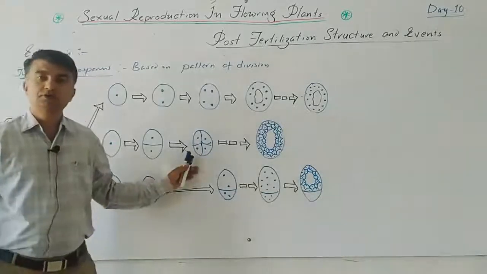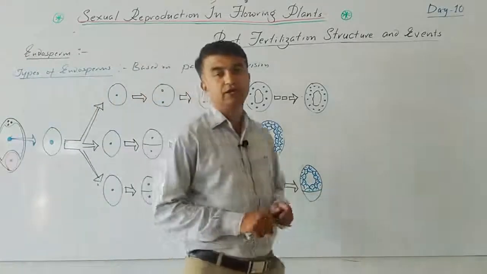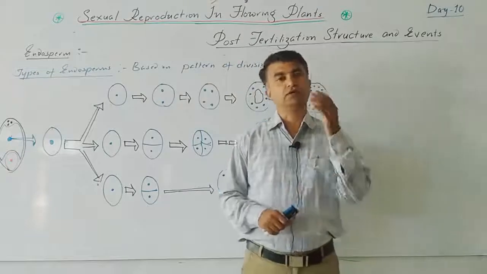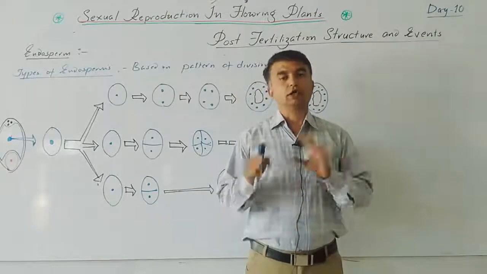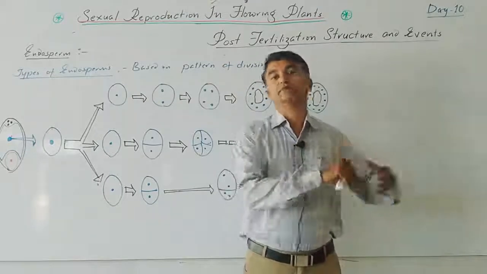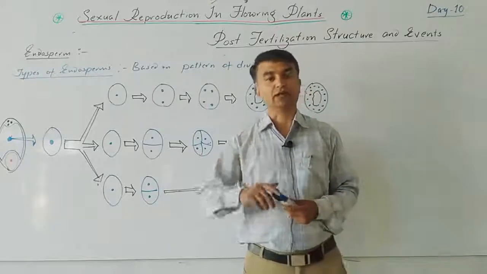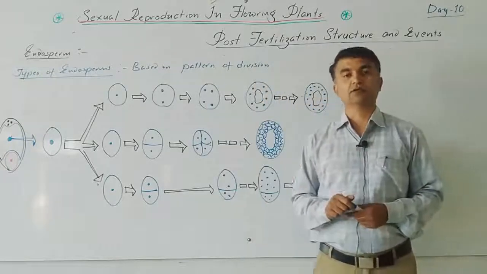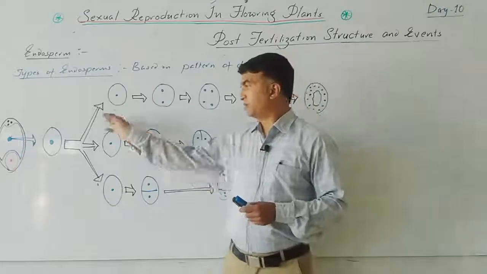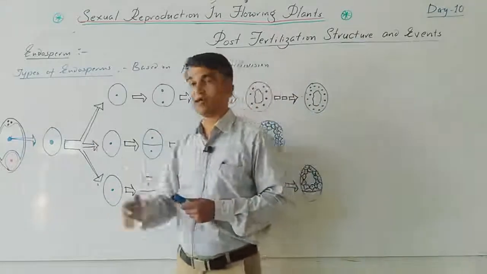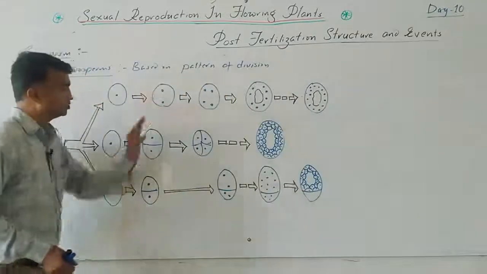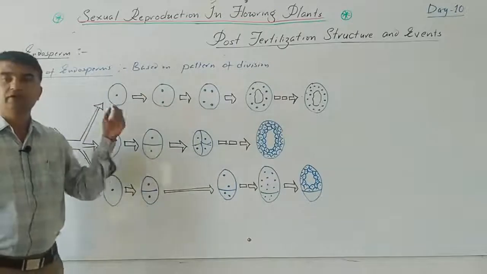Yes, students. Endosperms are the nuclear tissue. They are the product of triple fusion. They are triploid in nature. The endosperm formation takes place before the embryo develops, but the pattern of division will decide the type of endosperm. Endosperms are classified into three types.